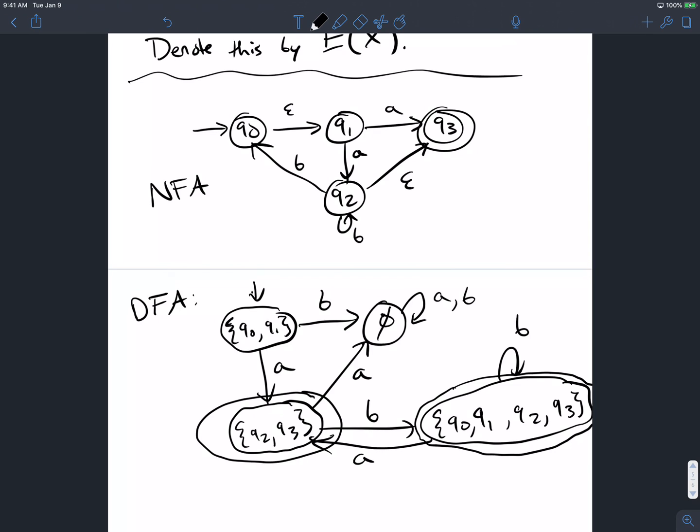So in fact, how many states could I have made if there are 4 states in the NFA? 2 to the 4, which is 16. The other 12 states are completely unreachable. Isn't this a lot easier, building the states as you go?